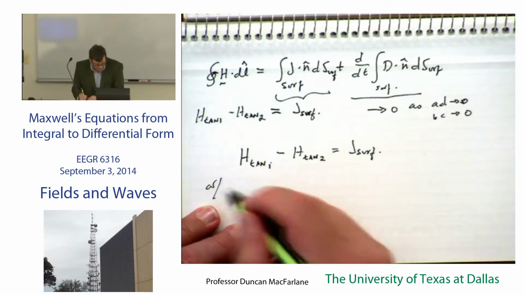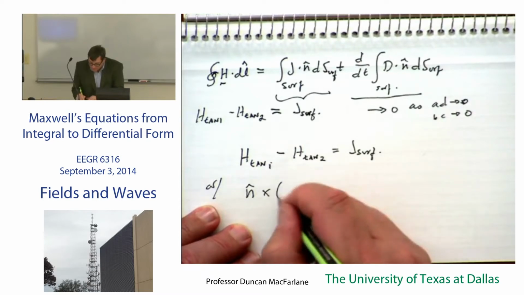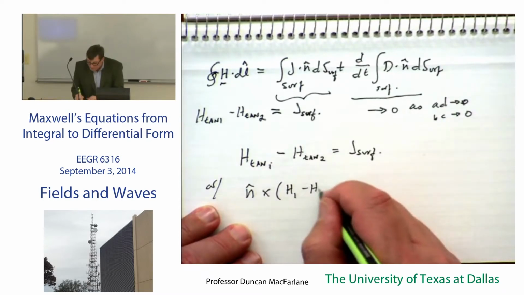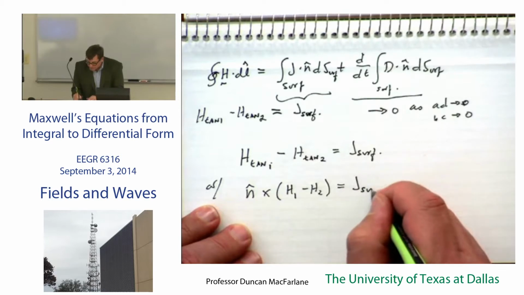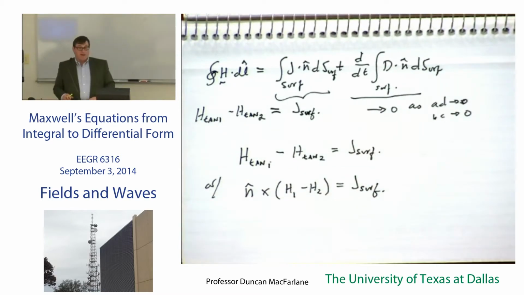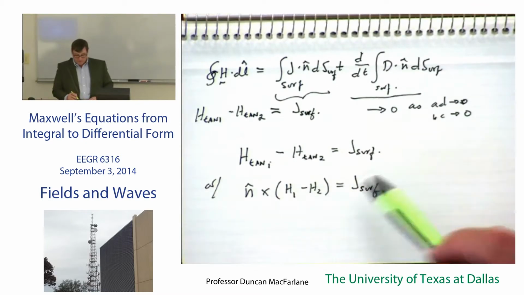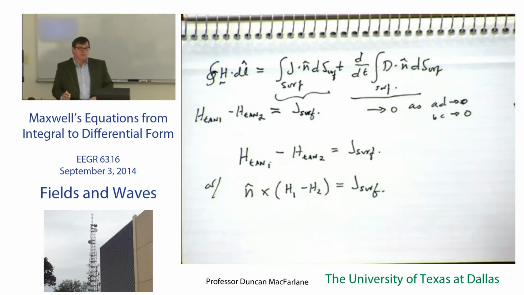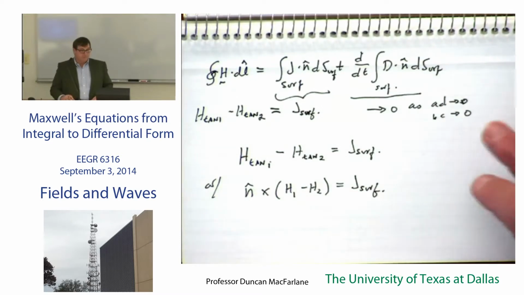Or I can write it as n crossed H1 minus H2 is equal to J surface. And you should be careful of this minus sign here. The orientation of the normal versus the minus sign there versus the charge or the direction that the current's flowing. So I'm being a little sloppy about all that. You'll have to be very careful to get your minus signs right on that. Okay?